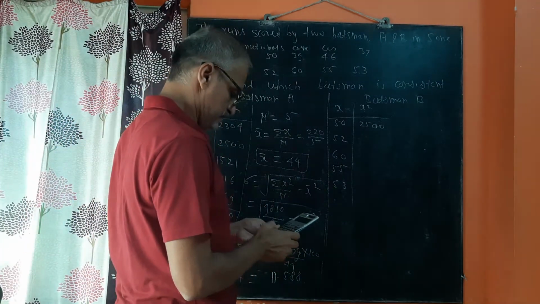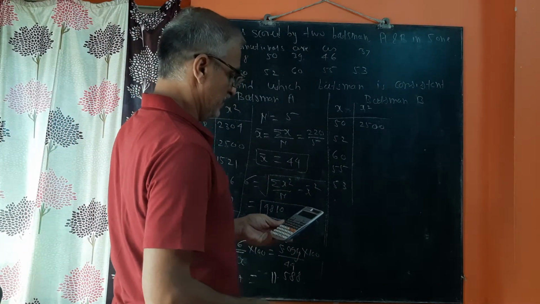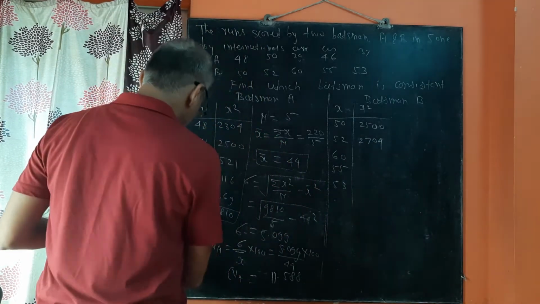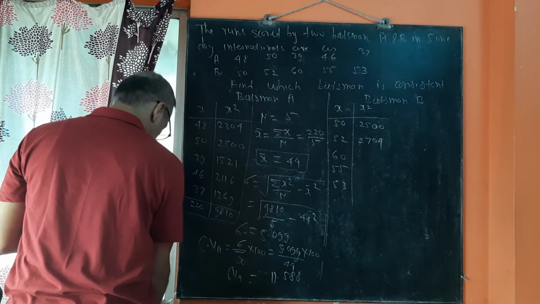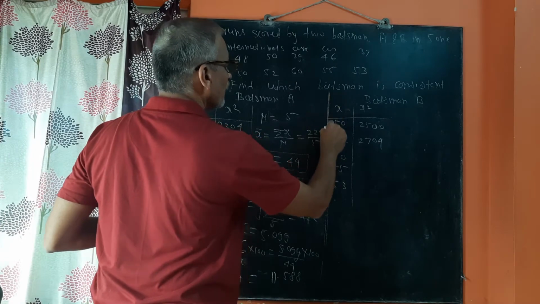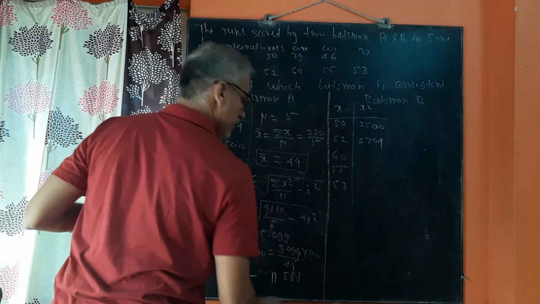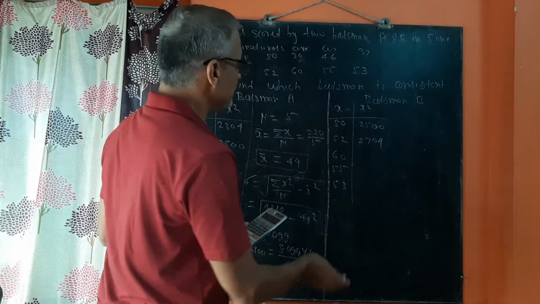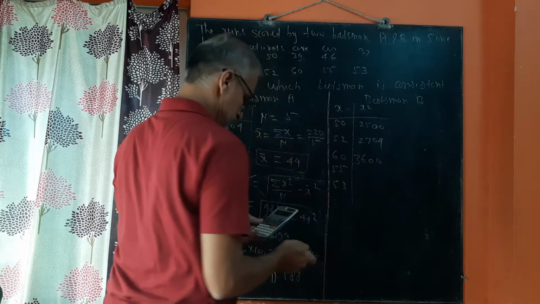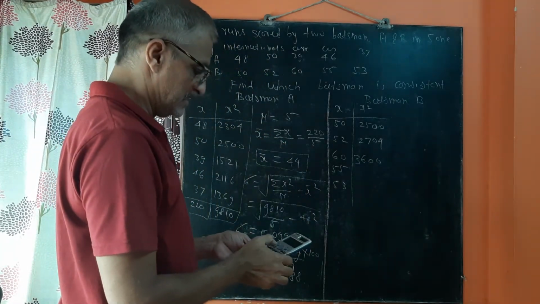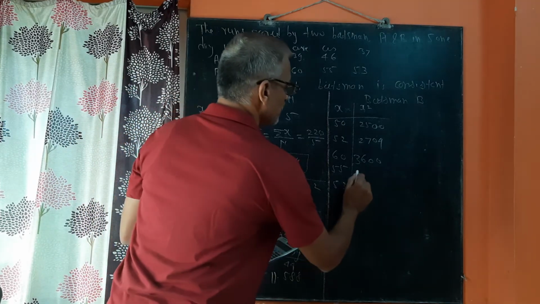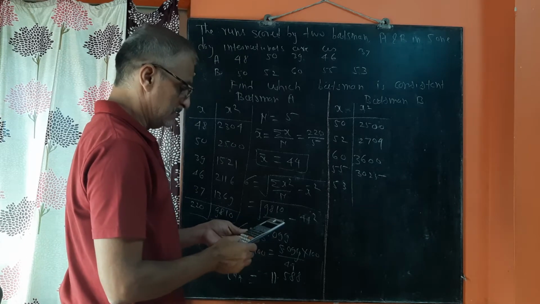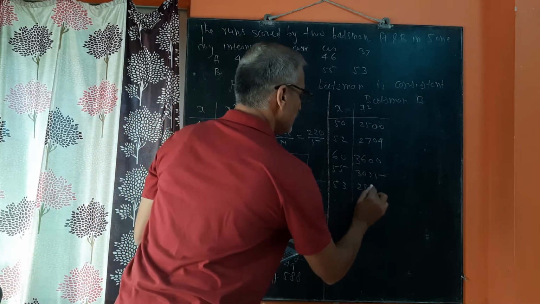52 square, that is 2704. Then 60 square means 3600. 55 square is 3025, and 53 square, that is equal to 2809.